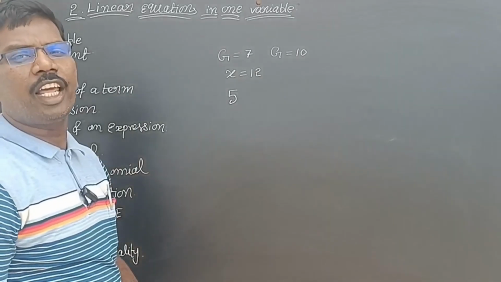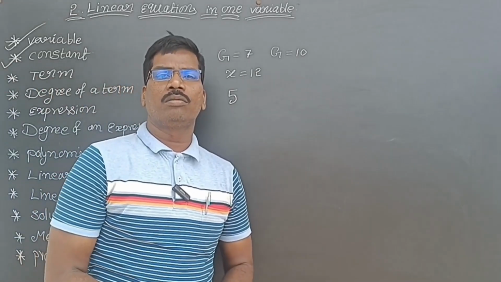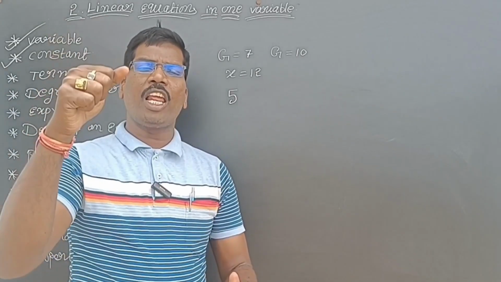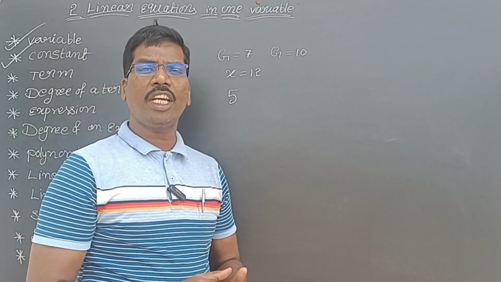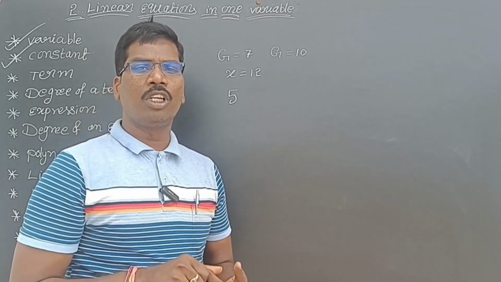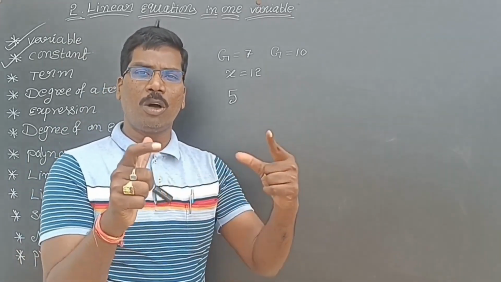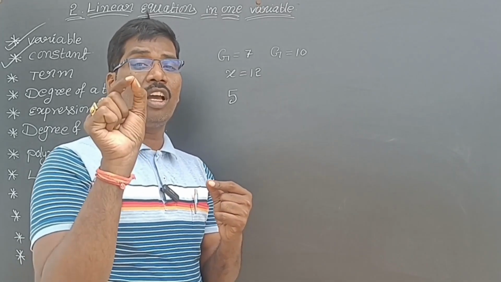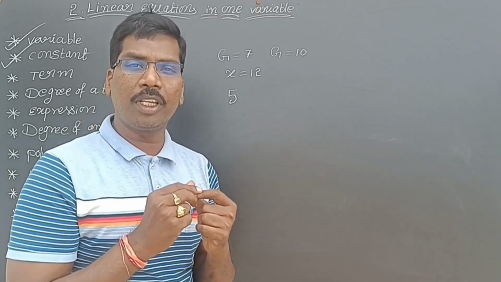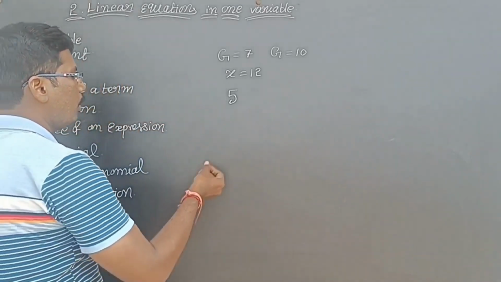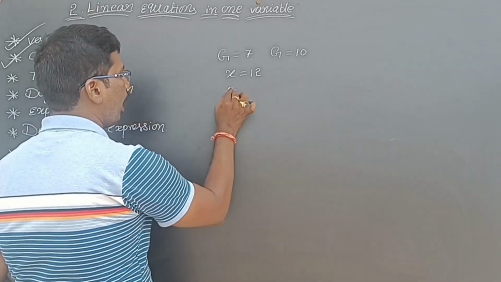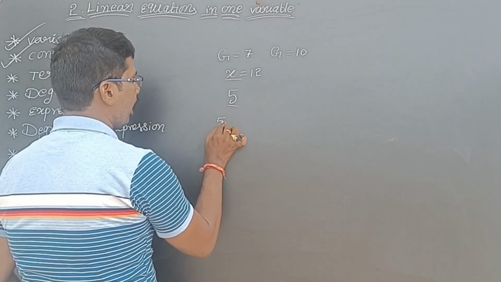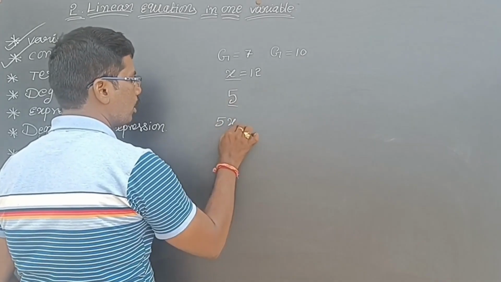Next, we are going to learn term. What is a term? A variable alone is a term. A constant alone is a term. The combination of variable and constant is also a term, but with only 2 fundamental operations, that is multiplication and division. For example, I am taking this 5 and this x. So 5x is a term.